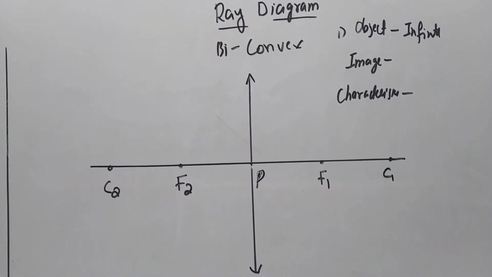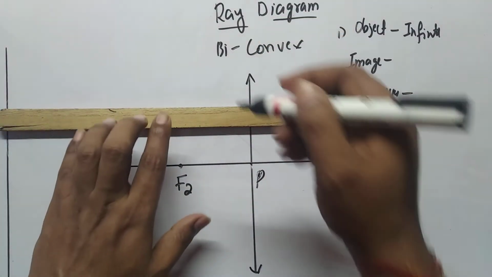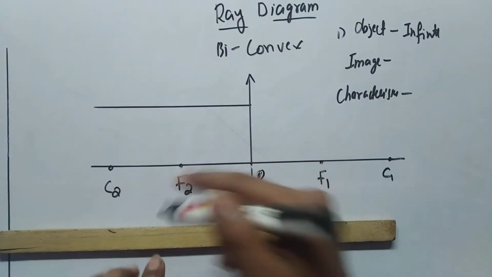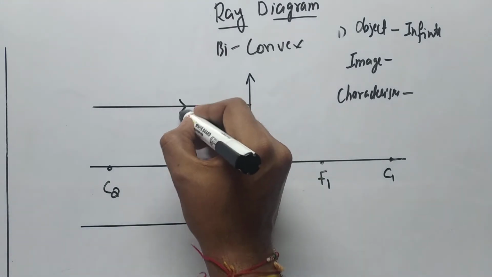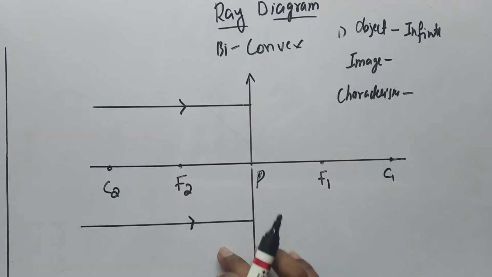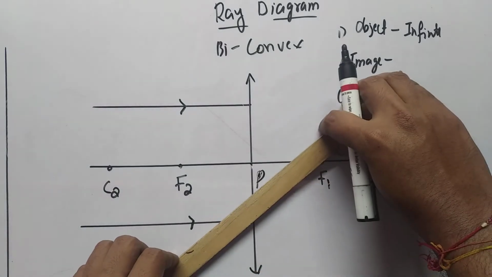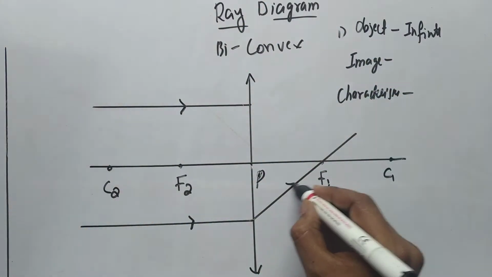Okay, so let me take 2 rays. This is my principal axis. Let me take the rays which are parallel to the principal axis. So this is the first ray, this is the second incident ray. These two rays are parallel to the principal axis, they are incident rays. So when these two rays pass through the convex lens, according to situation 3, they will be passing through the focus. Okay, so these rays will be passing through the focus.